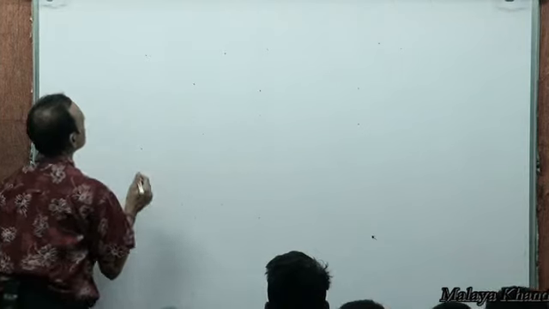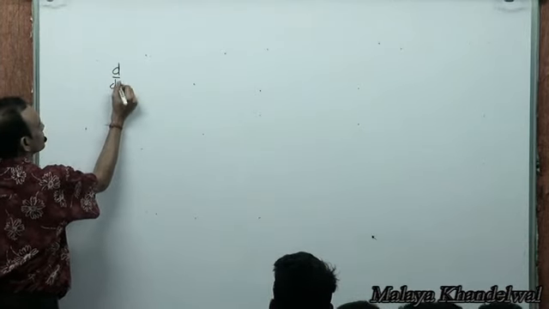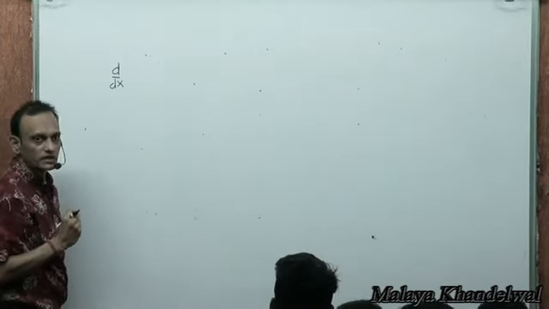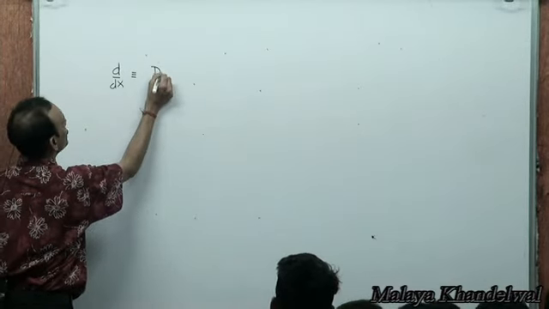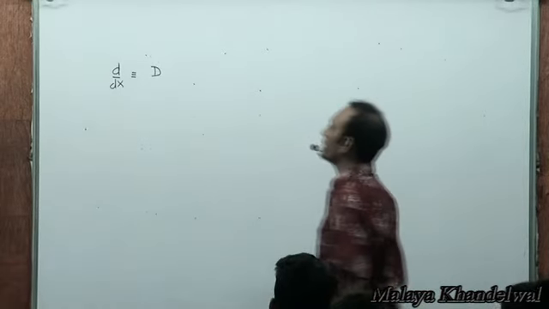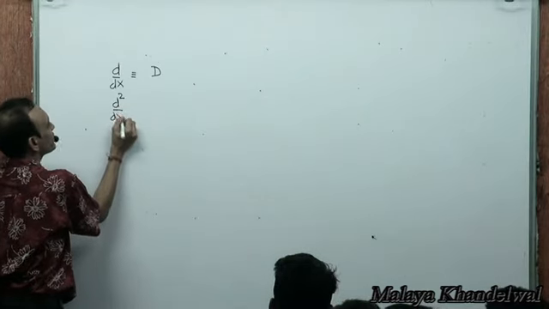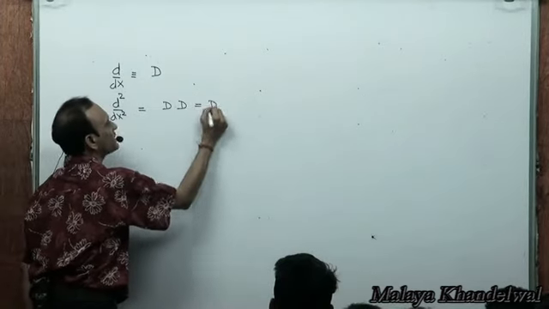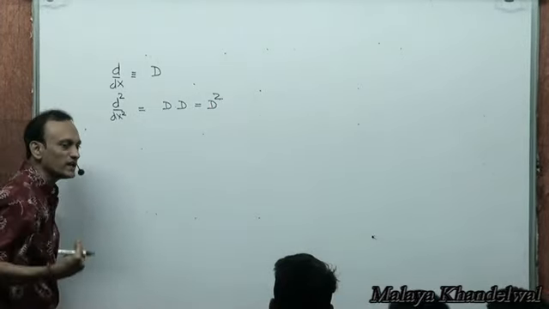See, this d/dx is essentially an operator, and henceforth we will designate this by capital D. So when I say d²/dx², it's like D acting on D, which is like D acting twice, D squared.